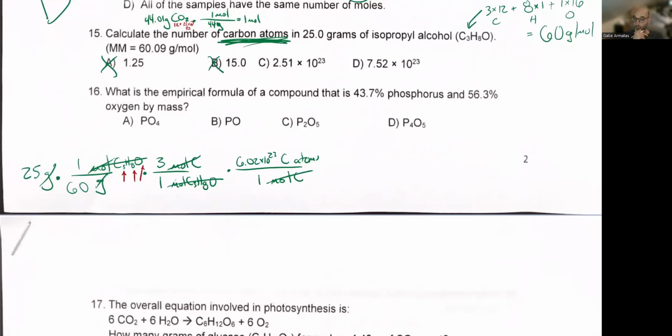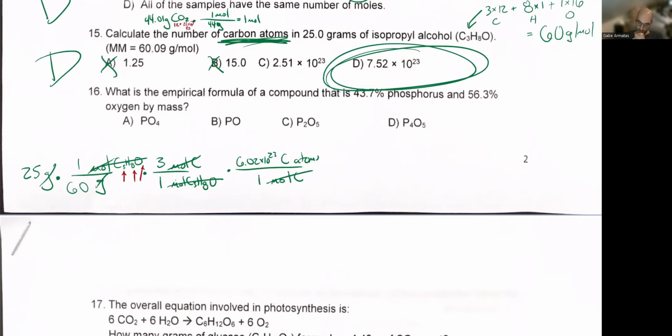We can eliminate some of those numbers because we know it's going to be a massive number. Looking at this, doing the math, we end up with what looks like 15 times 10 to the 23rd. So D looks to be the correct answer. You should get that when you plug in all of that. I don't need to walk through the math: 25 divided by 60, enter, times 3, enter, times 6.02 times 10 to the 23rd.